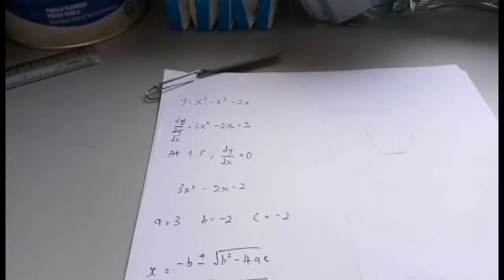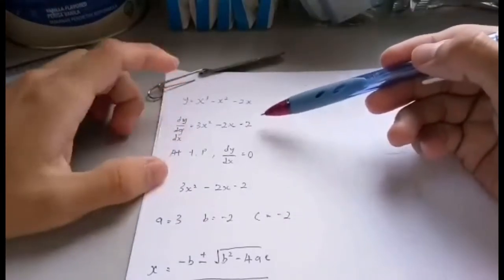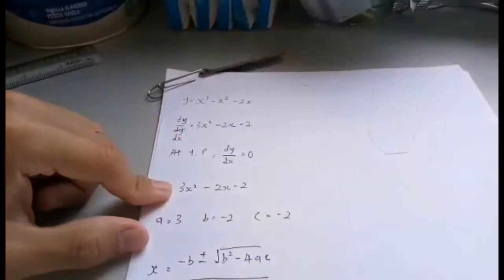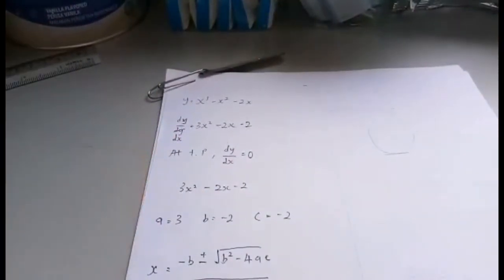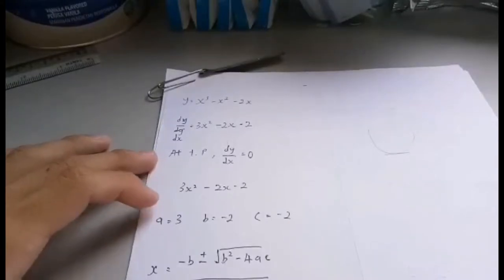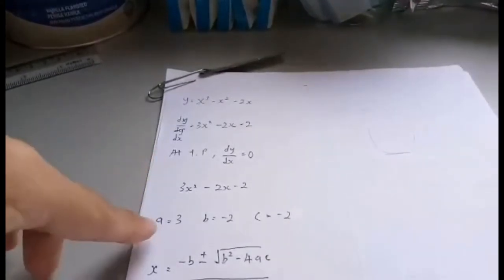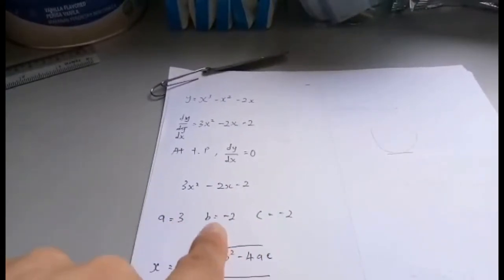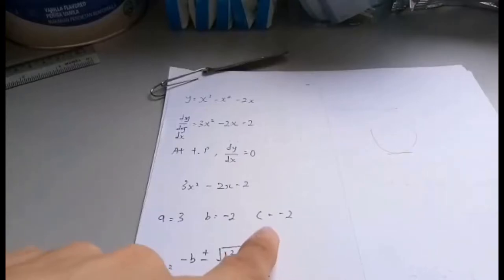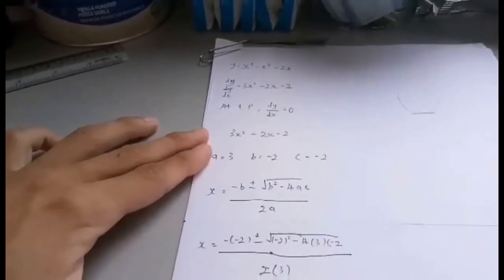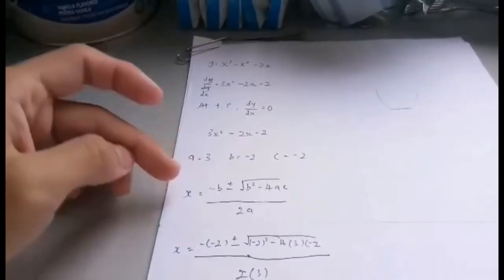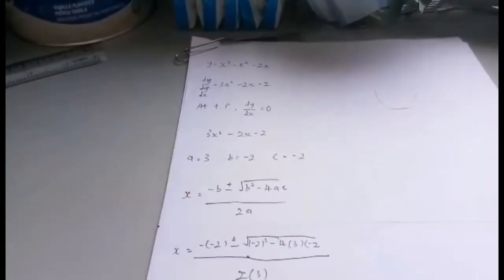Okay. Then this one, I change already, so I bring it to here. Then I use the quadratic formula to do it. I separate A, B, C. The A I put 3, the B I put negative 2, the C also negative 2. This is the formula about the quadratic formula.